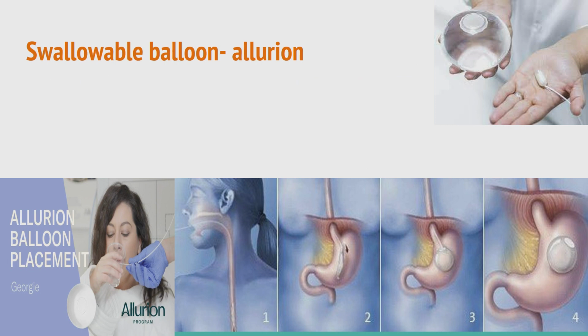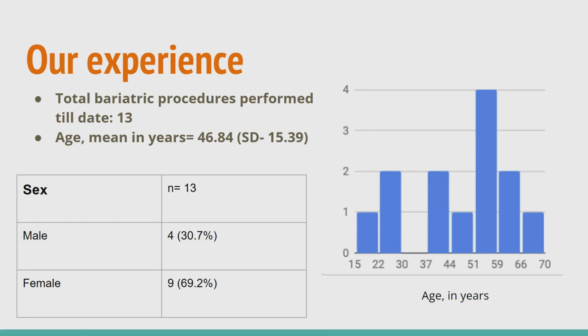Nowadays, the Allurion balloon is a further advancement in the field of medical obesity treatment. It is a balloon which is swallowed like a toffee, attached with a guide wire and a Ryle's tube. The balloon is dislodged into the stomach and filled with a special kind of fluid, which is a patented technology of this company. The beauty of this balloon is that it dissolves after 4 to 6 months. We have also tried this balloon in our institute.